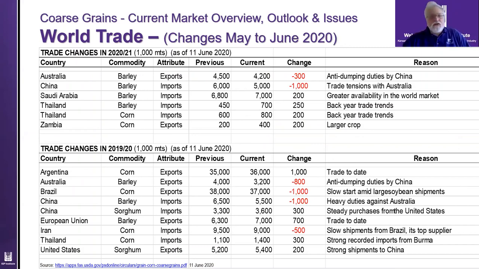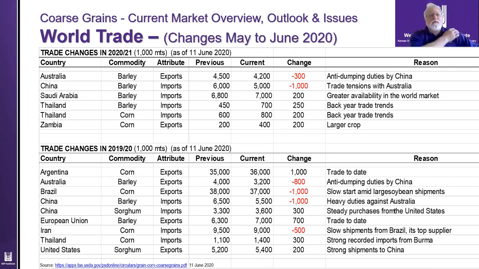World trade situation. The only one I really want to highlight in here is this Australia-China anti-dumping duties, which was slapped on. It was about a, what was it, a 73.6% duty, and then another 6.9% for an 80.5% import duty on Australia barley going into China.